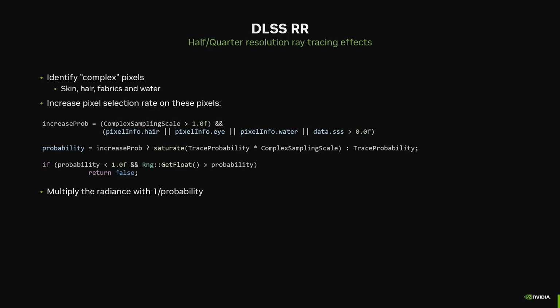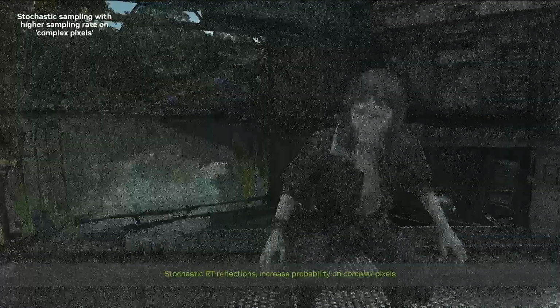We simply identified some surfaces that need a few more samples. We increased the probability. We, for example, identified that hair, eyes, water, and skin would need a little bit more samples, so that's where we increased the probability. Then we did the same again and fed it to RR. Let's see what happens. So here is stochastic sampling without any increased probability. When we increase the probability, we get this.